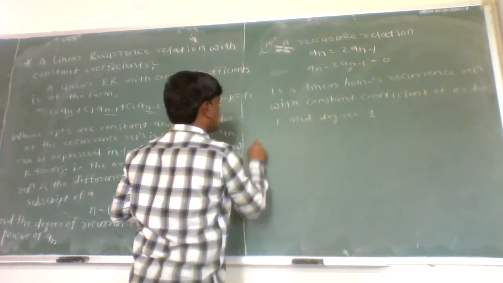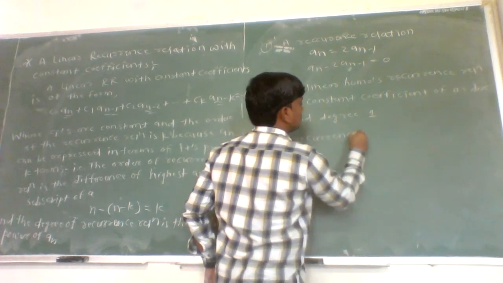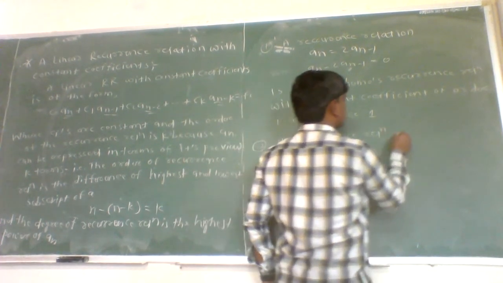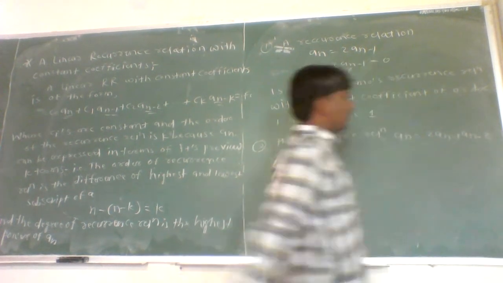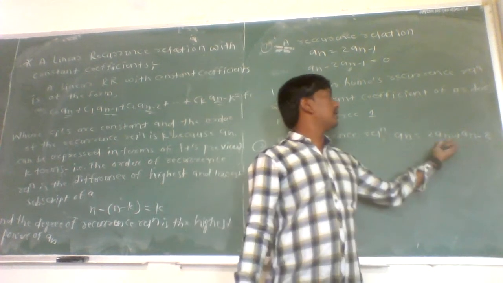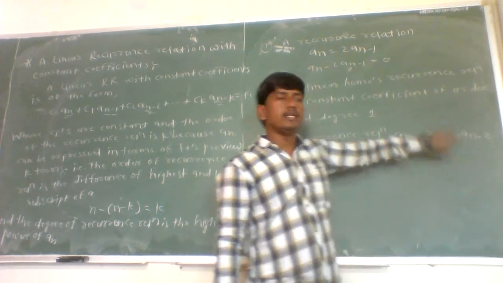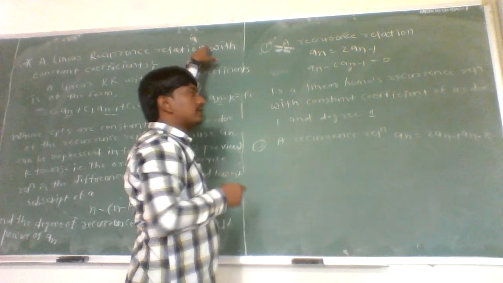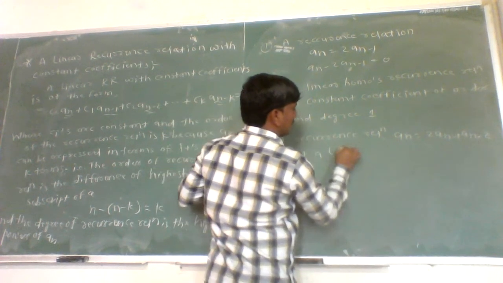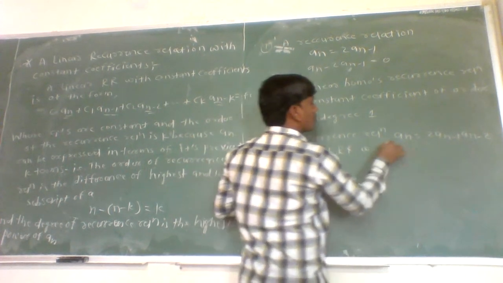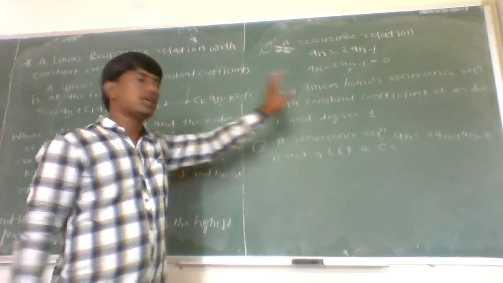Second example is a recurrence relation a_n equal to 2 times a_{n-1} into a_{n-2}. As here, the terms a_{n-1} into a_{n-2} are given, therefore it is not linear. Therefore, the recurrence relation a_n equal to 2 times a_{n-1} into a_{n-2} is not a linear recurrence relation with constant coefficient, since here the term a_{n-1} into a_{n-2} is present.